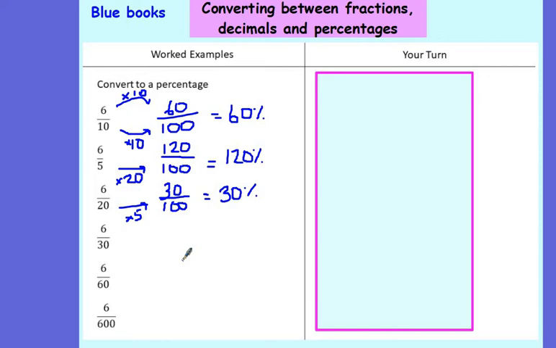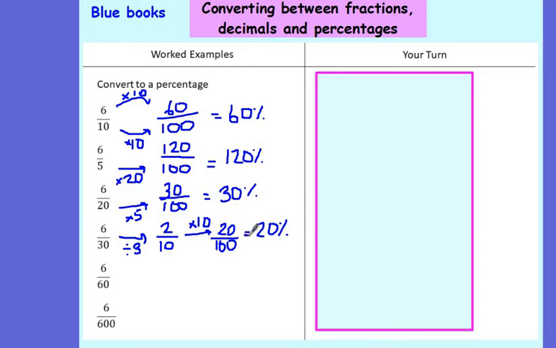Now it gets trickier. I've got 6 out of 30. I can't directly multiply that 30 by something to get 100. But what I can do is divide it by 3. If I do that, I get 2 over 10. And 2/10 I can convert to something over 100, by multiplying by 10, which gives me 20 over 100, or 20%.